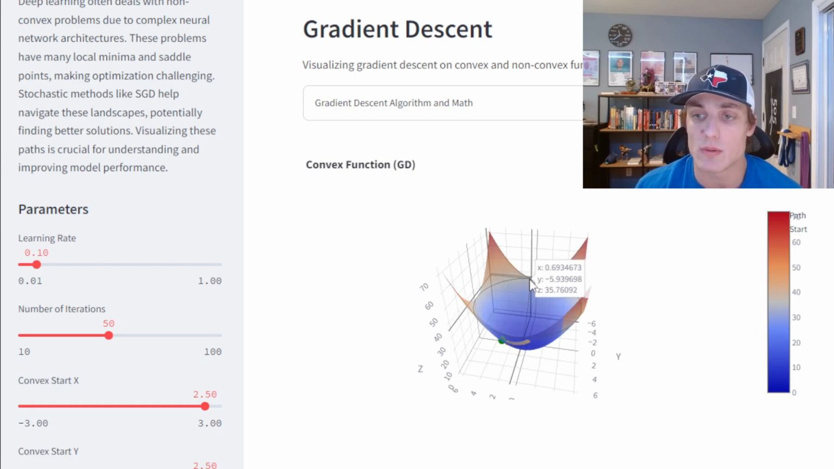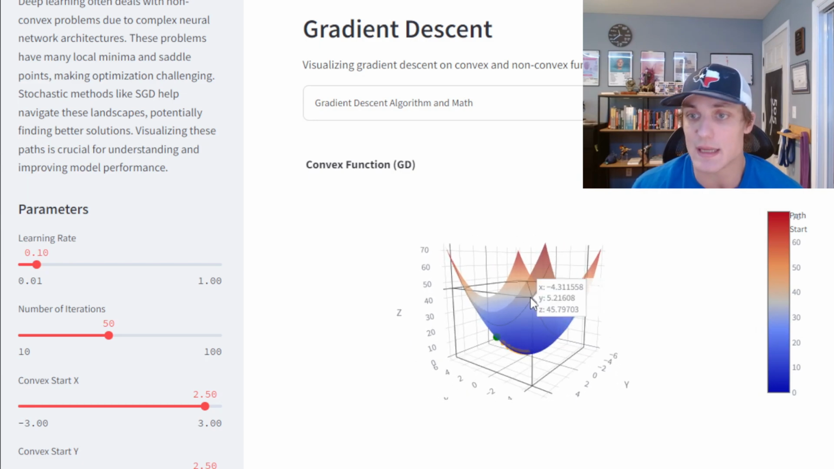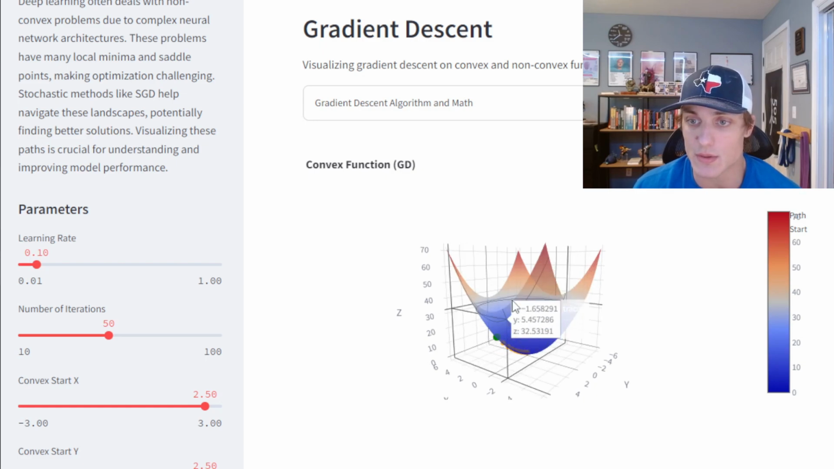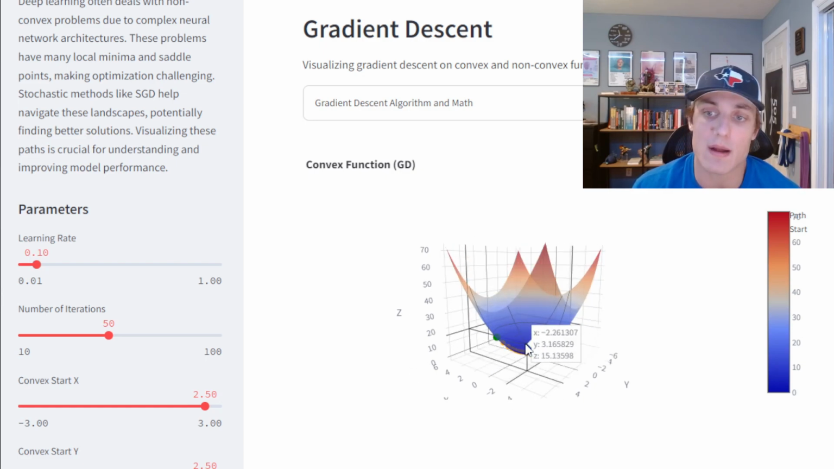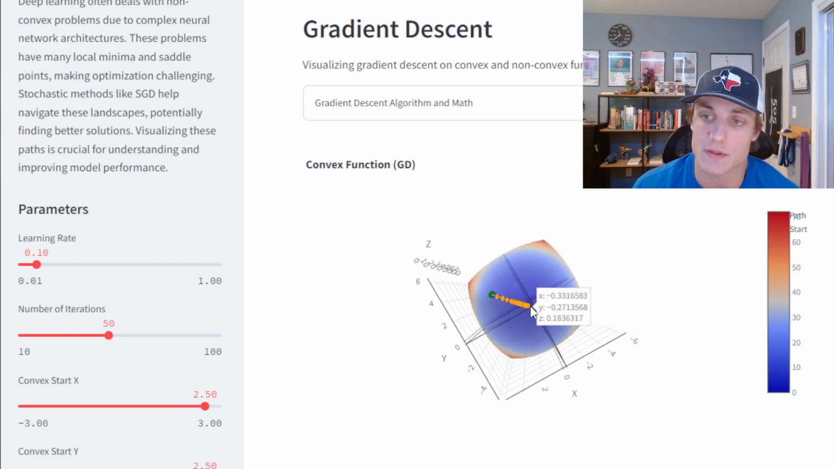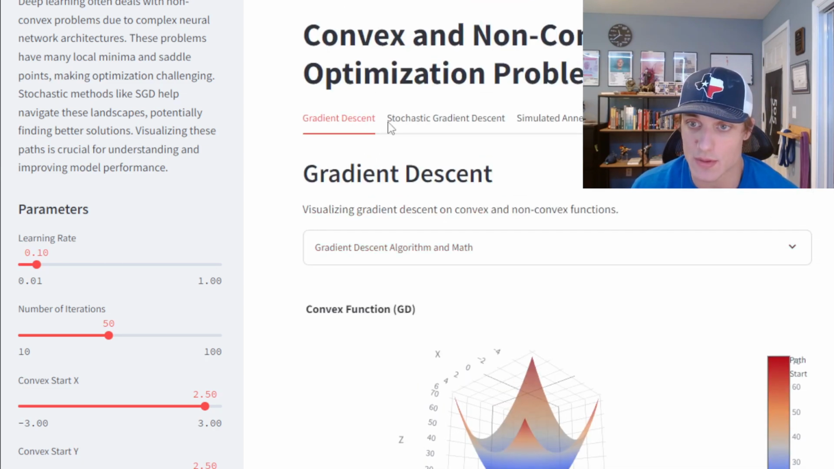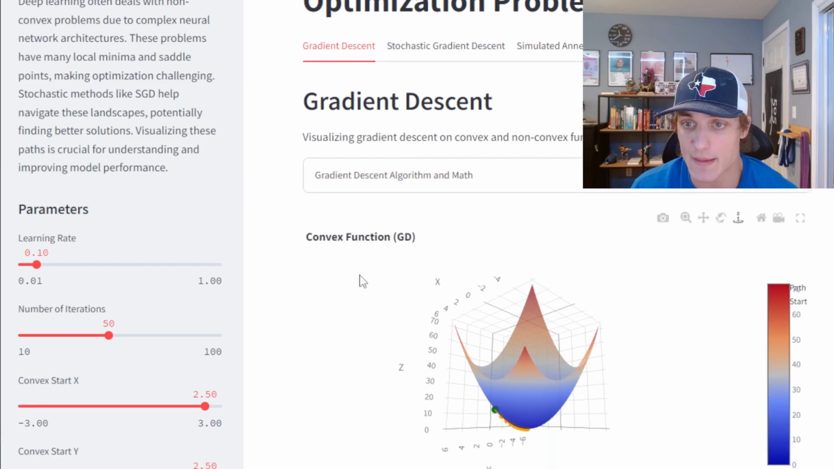So what can we do? What hope do we have? If this is our error, right, this is just a representation of the error function, right, so that you can understand visually what's going on. How can we possibly find that lowest point on the surface? Well, what we can do is we can employ these different algorithms. We're going to talk about gradient descent, stochastic gradient descent, and simulated annealing today.